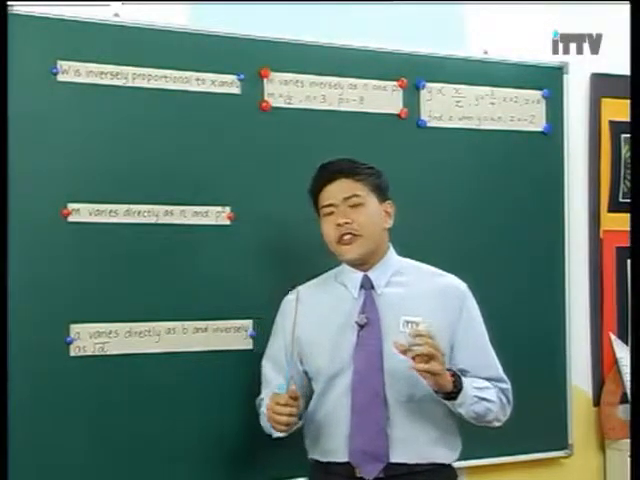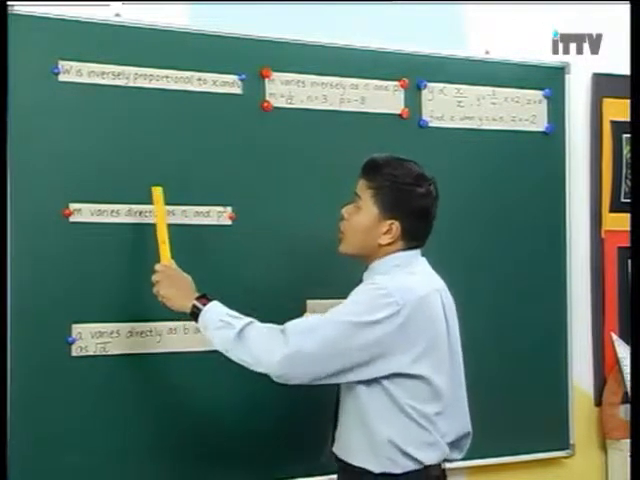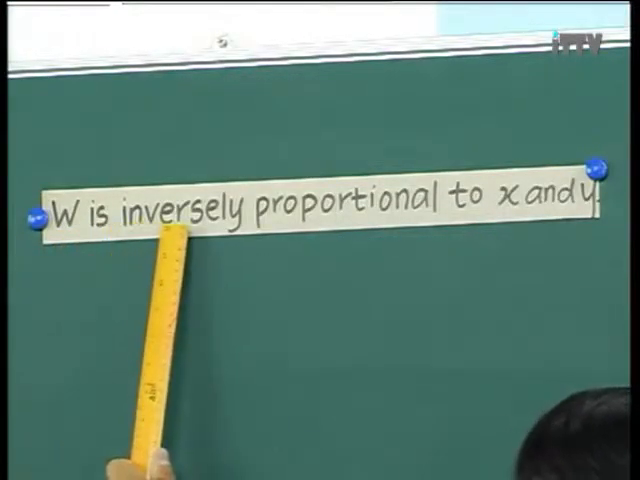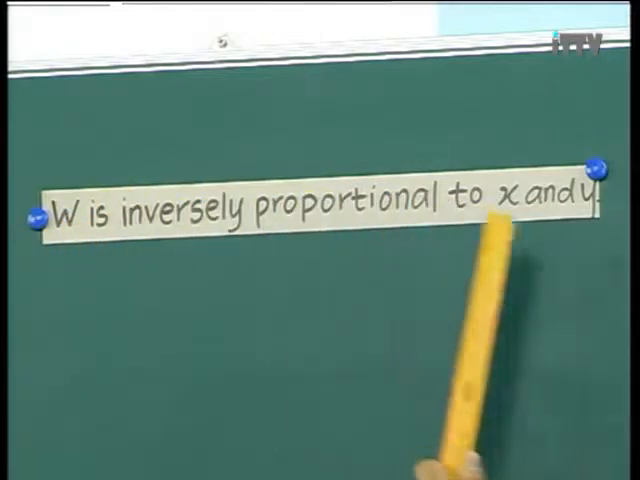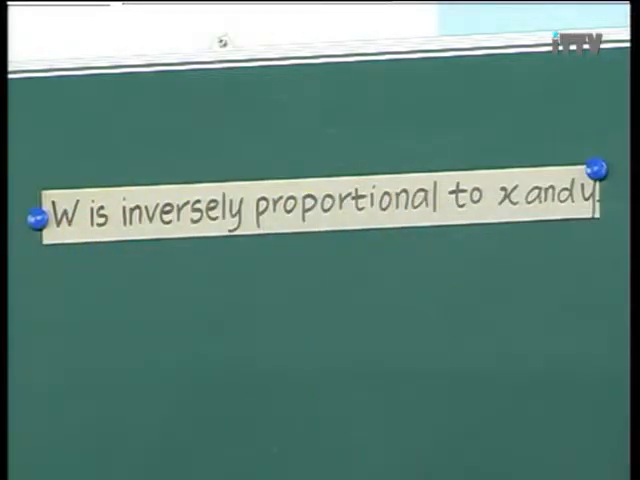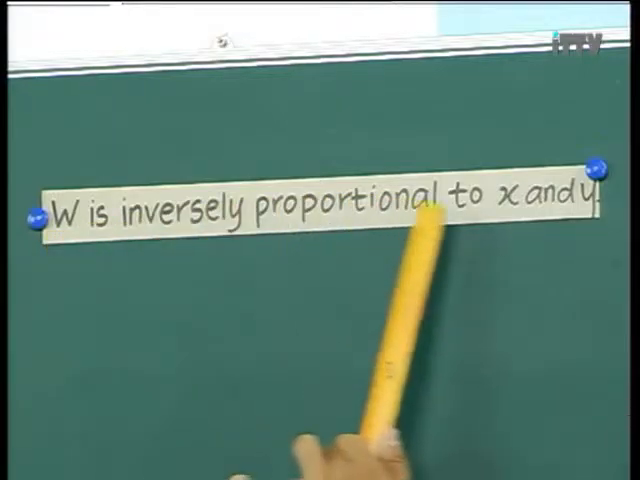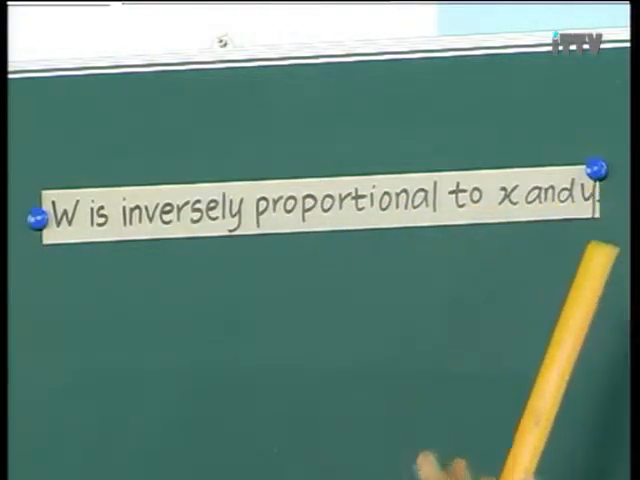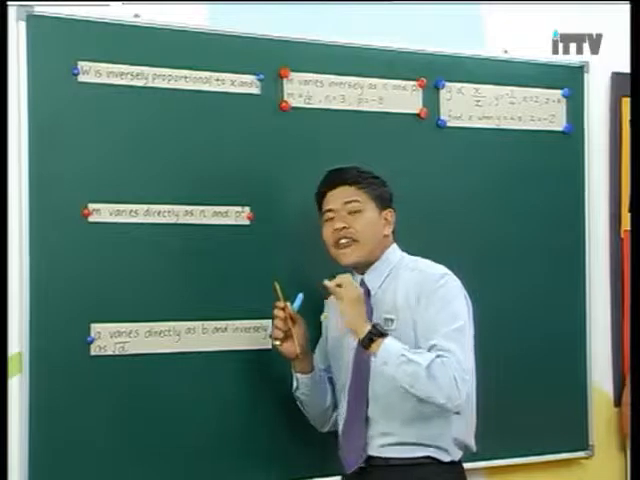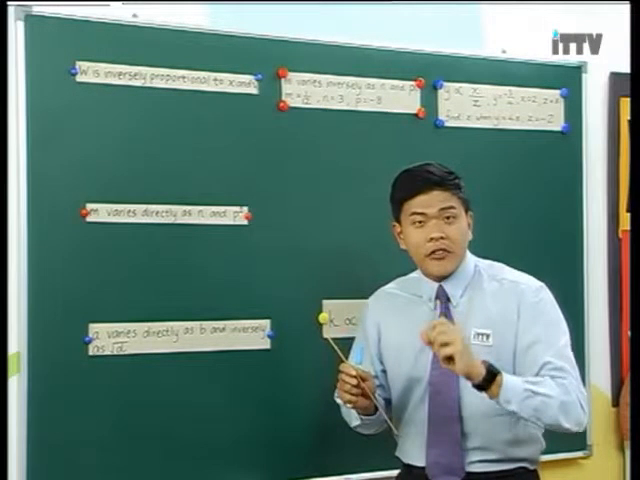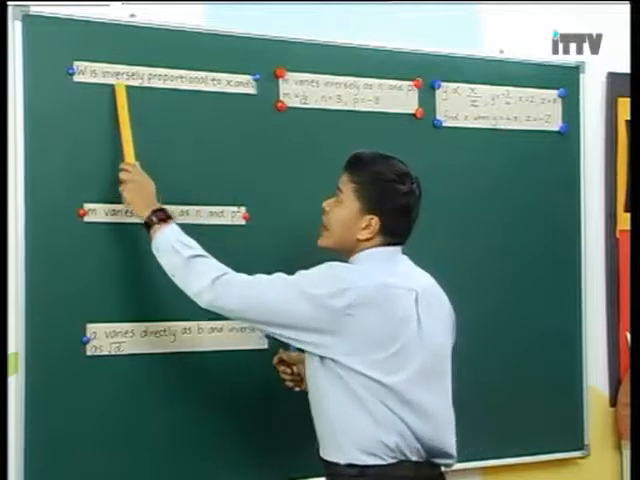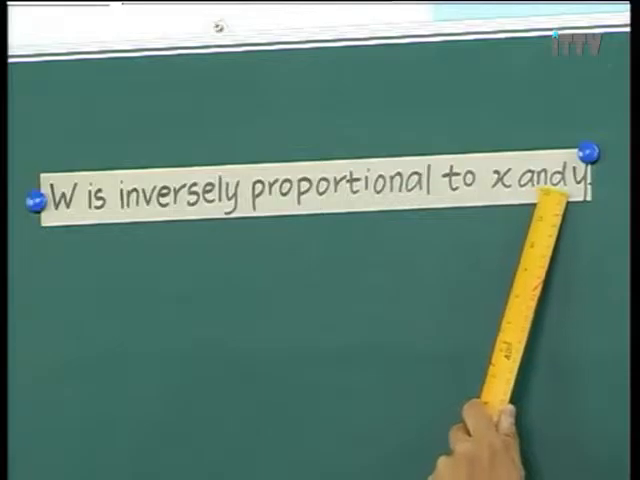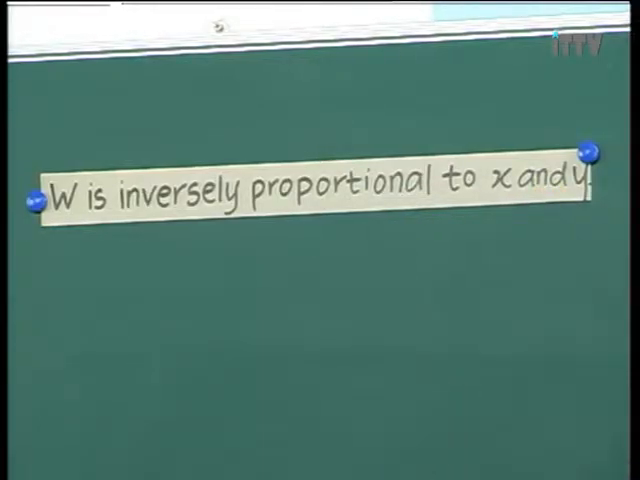Alright guys, let's take a look at the first one. W is inversely proportional to X and Y. Taking a look at this whole sentence, how many quantities do you see? I see three: W, one of them, X the second, and Y the third. Definitely, when three quantities are involved, joint variation occurs. But what is the general form of this? Inversely proportional to X and Y means that we have two inverse variations.